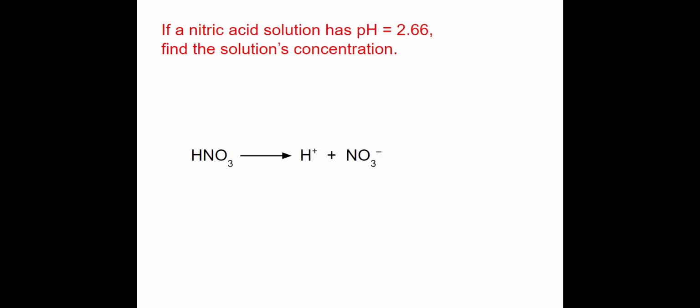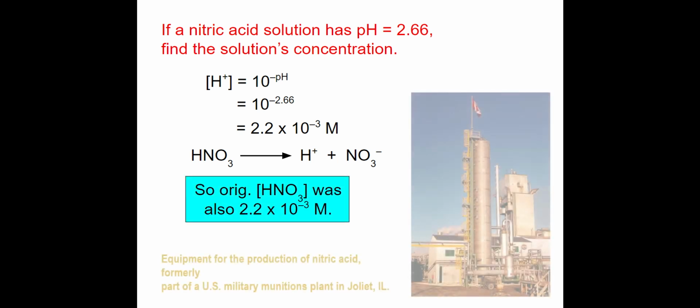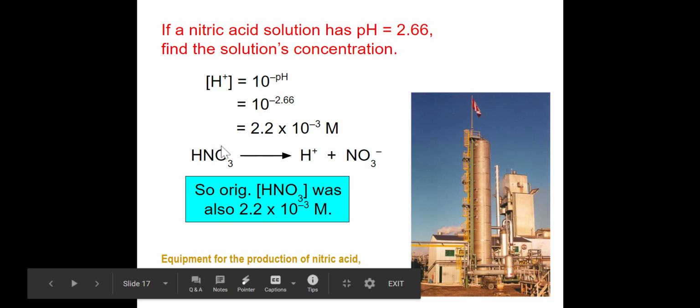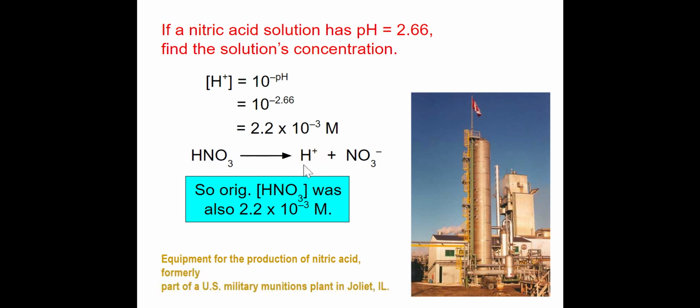Here's another example. If I have nitric acid, and the solution has a pH of 2.66, I want to know what the concentration is. So I can figure out the H concentration by taking 10 to the negative 2.66. That gives me 2.2 times 10 to the negative third. If I know that I got 1 hydrogen for every 1 HNO3, that means if the concentration of the H is 2.2 times 10 to the negative third, the original concentration should be 2.2 times 10 to the negative third.